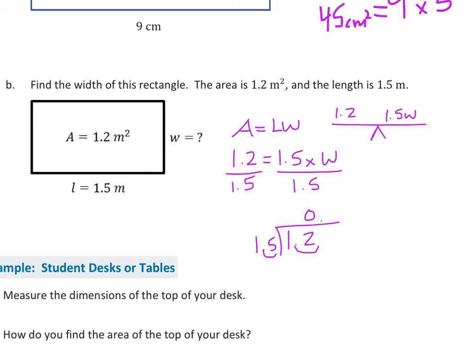So we're going to have 0, and then we're going to have to add some point zeros here. And how many times can 15 go into 120? So 15 times 4 is 60 because of time, right? 15, 30, 45, 60. And 2 60s is 120, so 2 4s is 8. And that's going to be 120. So our width is 0.8 meters, or if we're using fractions, we could say that that's 4/5 meters.